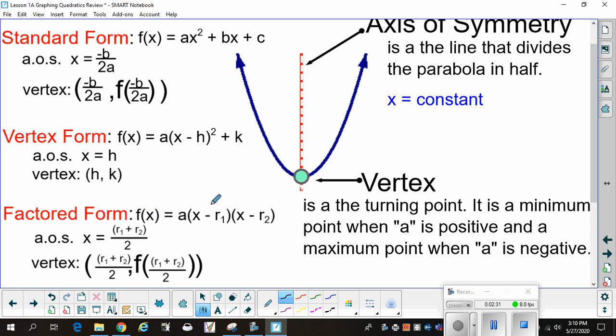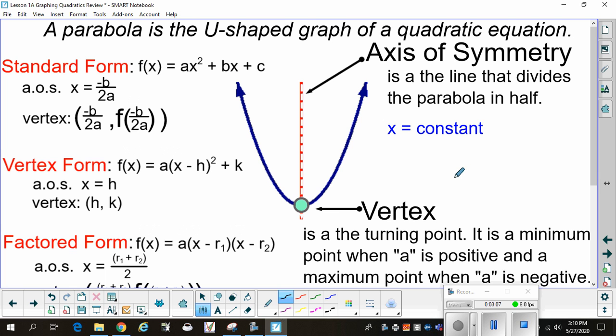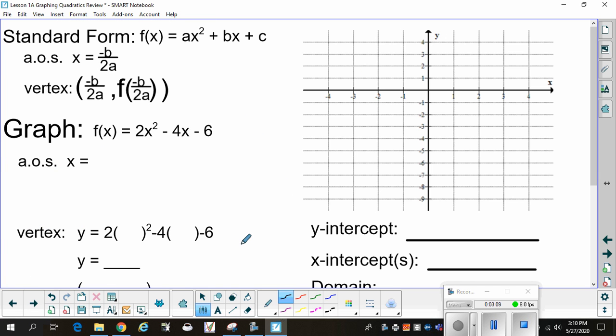The factored form, r1 and r2 are the solutions or the x-intercepts of the parabola. In this case, you have a, which is that vertical stretch or compress, times x minus r1 times x minus r2. The axis of symmetry is halfway between r1 and r2, so r1 plus r2 divided by 2. That value is your x. Plug that value in for x here and here, and solve. f of this, that's function notation. Okay. Now, let's take a look.